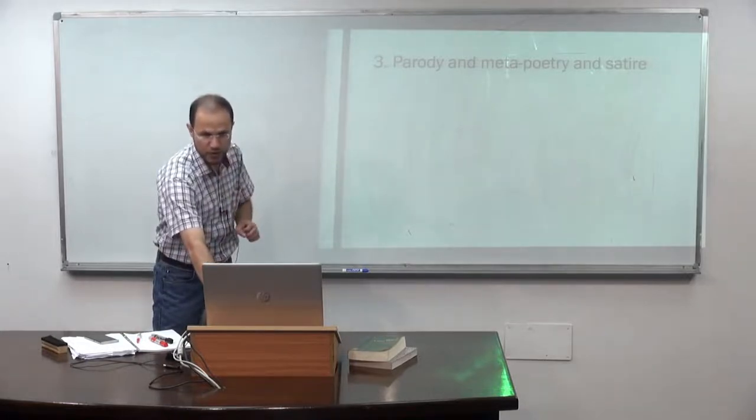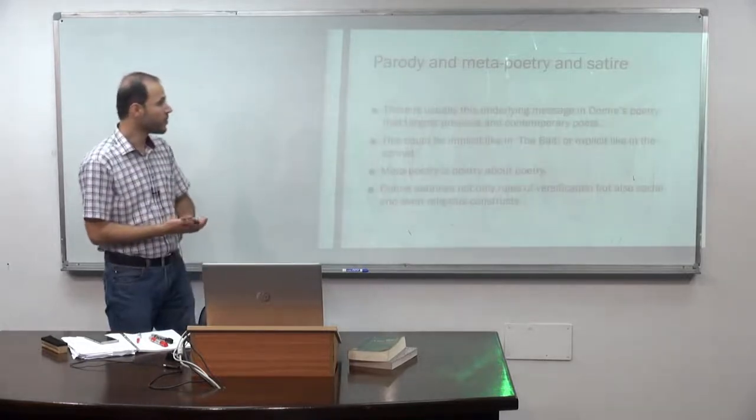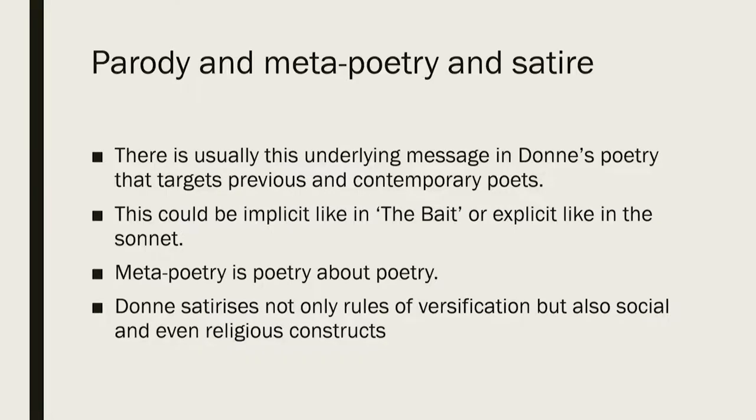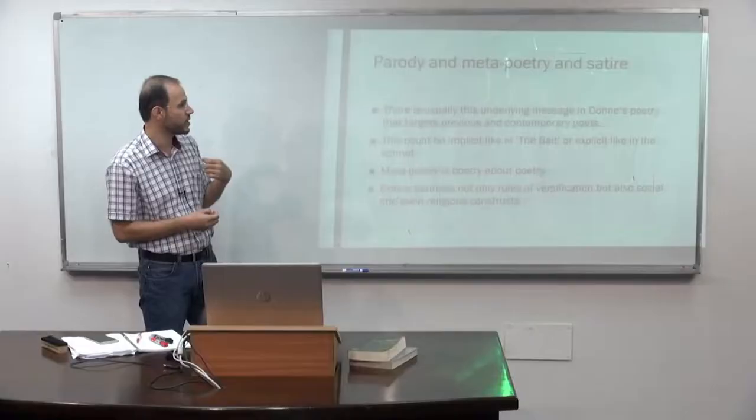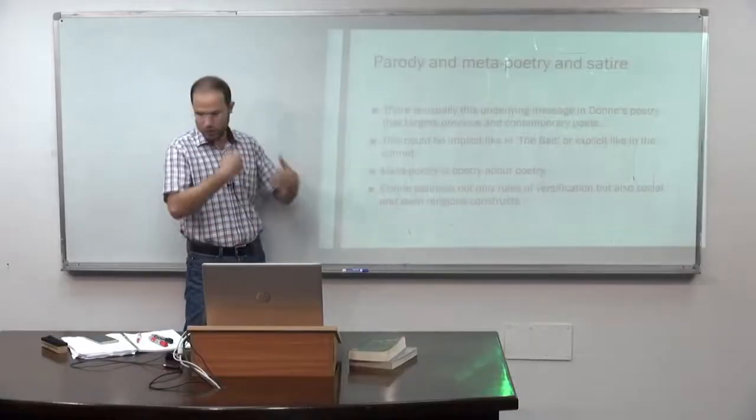Some people think John Donne is the king of satire. So there's usually the underlying message where he targets previous and contemporary poets. Sometimes it's implicit, sometimes it's explicit. In "The Bait" that could be implicit, or explicit, like in the sonnet. I think it should be the opposite.